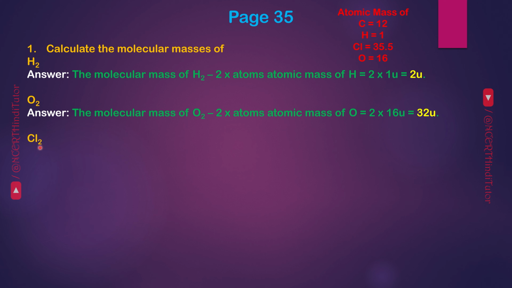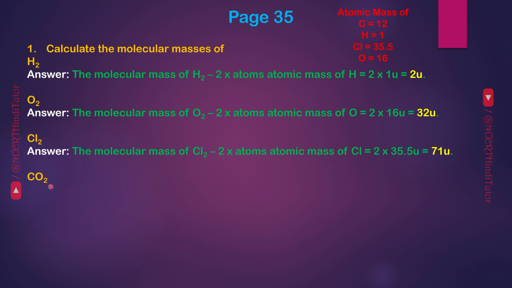Next, Cl2. The molecular mass of chlorine Cl2 is equal to 2 into atomic mass of chlorine is equal to 2 into 35.5 unit because atomic mass of chlorine is 35.5 and there are 2 atoms in chlorine, so 2 into 35.5 is equal to 71 unit.